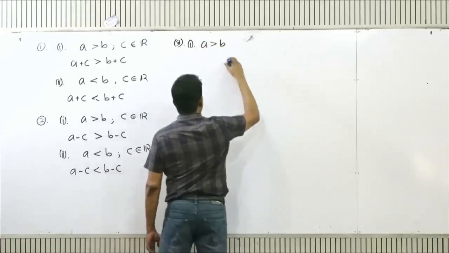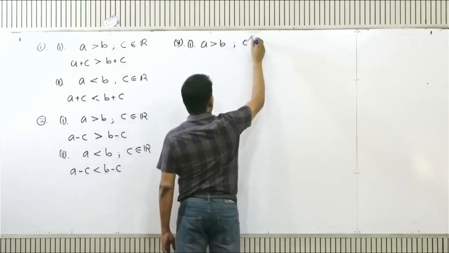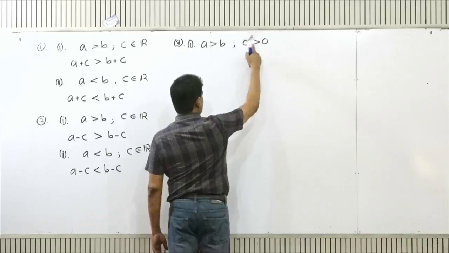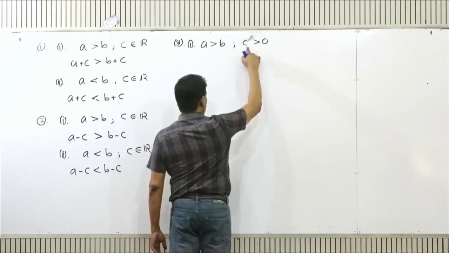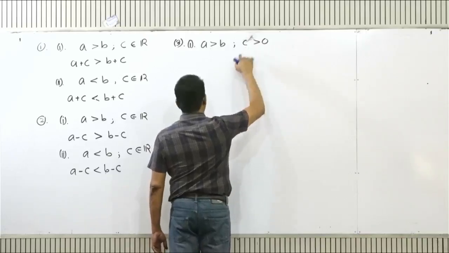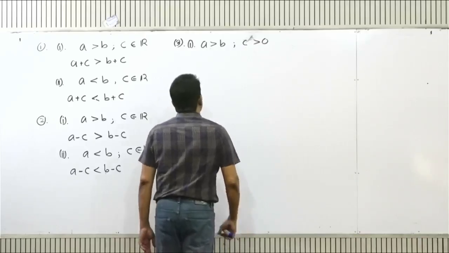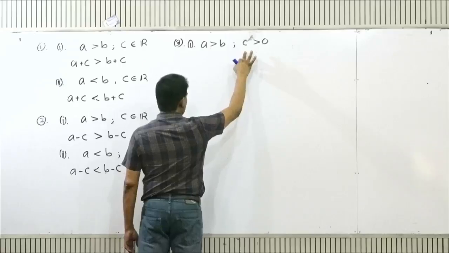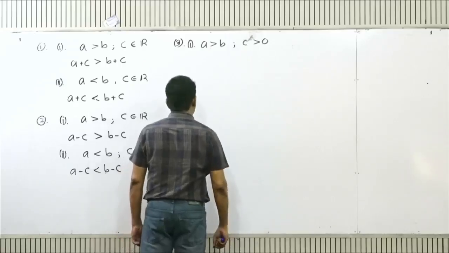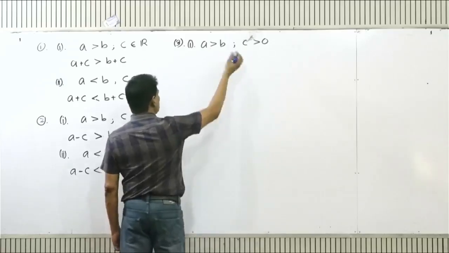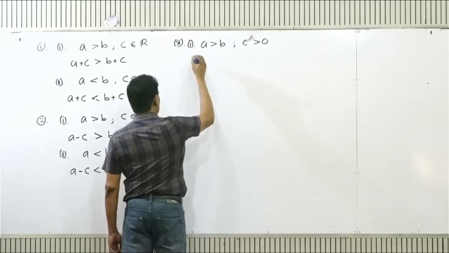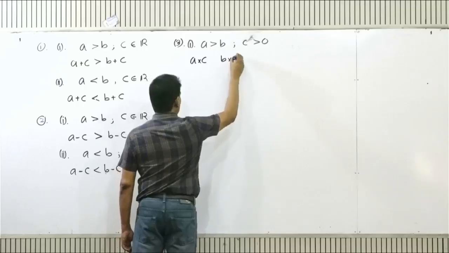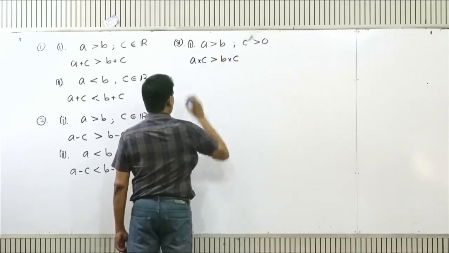A is greater than B and C is positive. Here C is greater than 0. Greater than 0 means this is positive, right? Then there is an inequality and C is a positive real number. Then we can multiply both sides by C. Here A into C, here B into C. Then the inequality mark does not change.